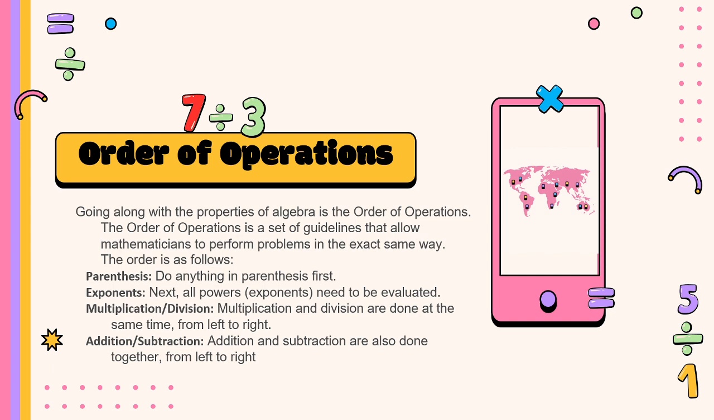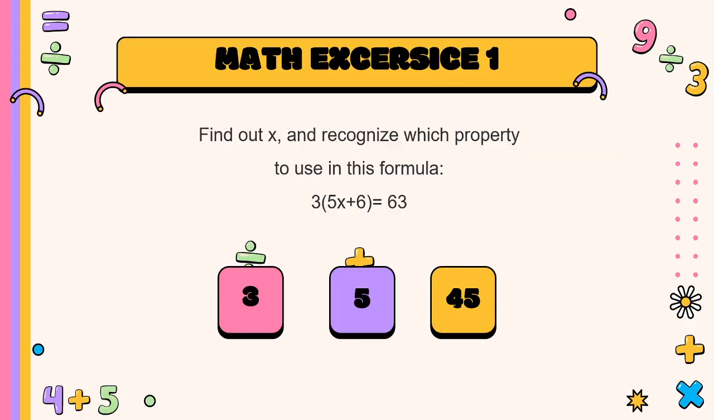After reviewing our order of operations, let's solve some problems. Math exercise number 1. Find x and recognize which property to use in this formula: 3 times open parenthesis 5x plus 6 close parenthesis equals 63. First, we can transform this equation using the distributive property. So 3 times 5x equals 15x, and 3 times 6 is 18.